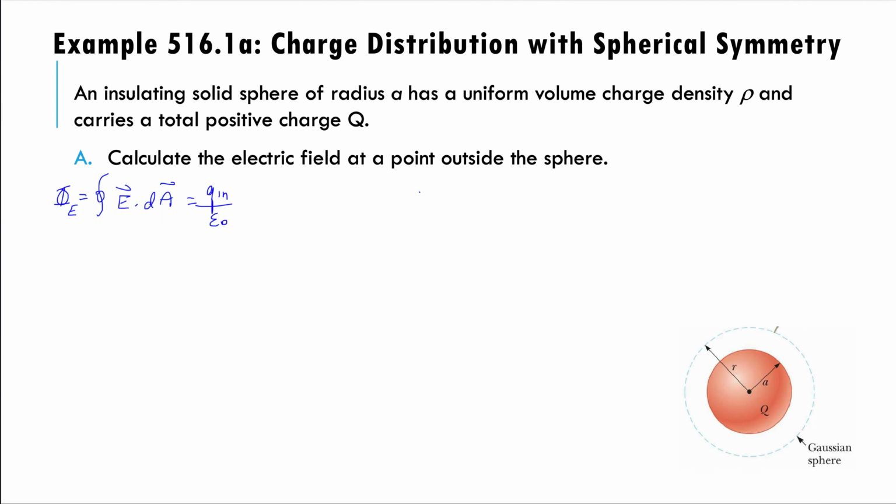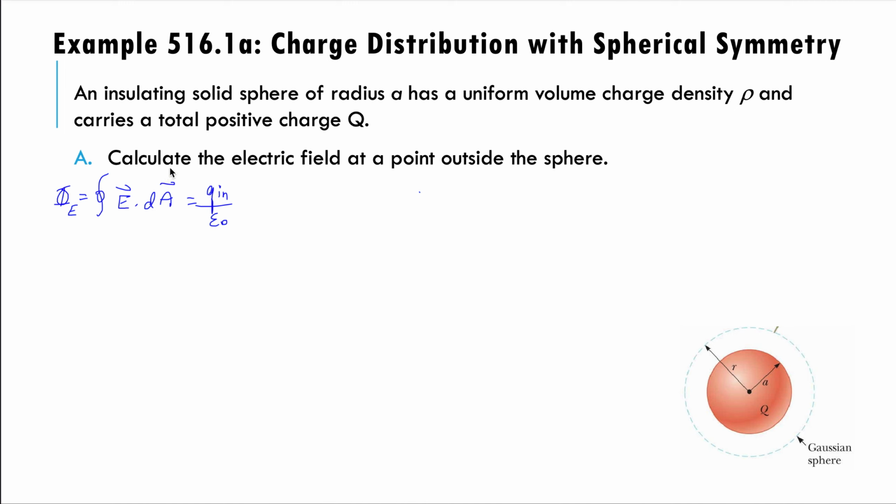In this example, we have a solid sphere of radius a with a uniform volume charge density ρ and a total positive charge Q. We want to find the electric field at a point outside the sphere. So I have written Gauss's law here.